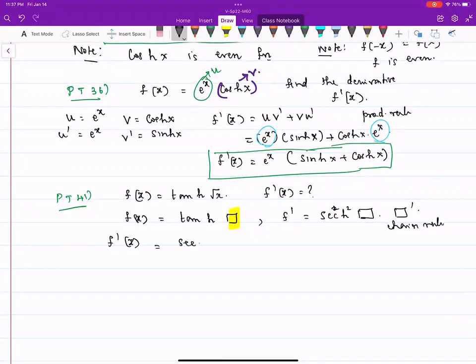So it is secant hyperbolic square of that radical x times derivative of radical x. The derivative of radical x is 1 over 2 square root of x. So secant hyperbolic square root of x times 1 over 2 radical x. So we don't want to confuse this 1 over 2 radical x with the argument of secant hyperbolic square. That's the reason we wrote that in front of the expression.